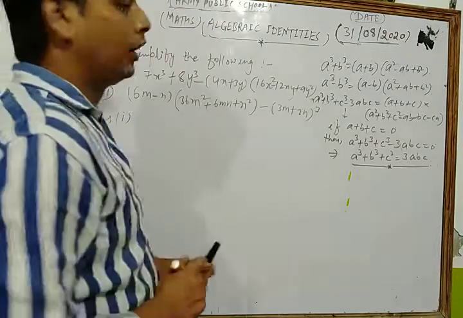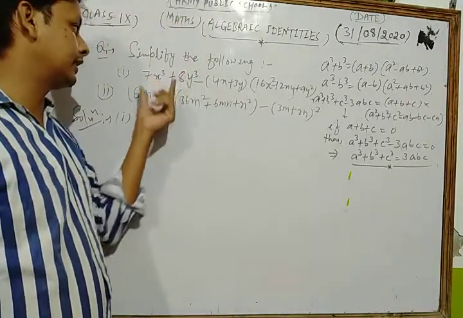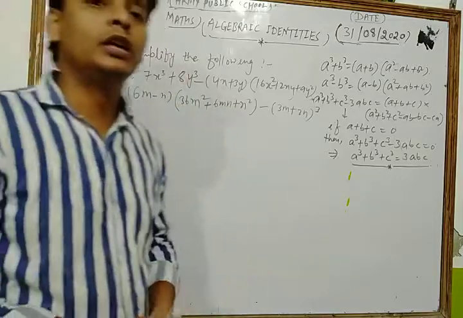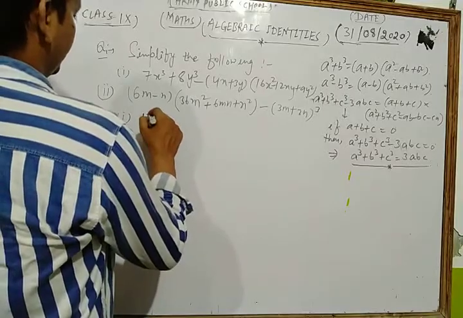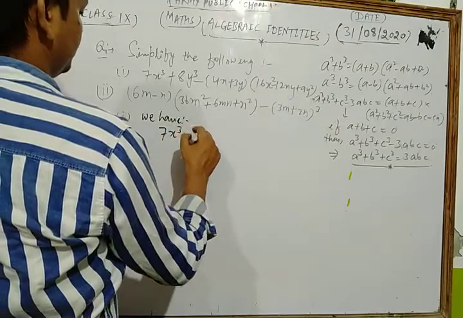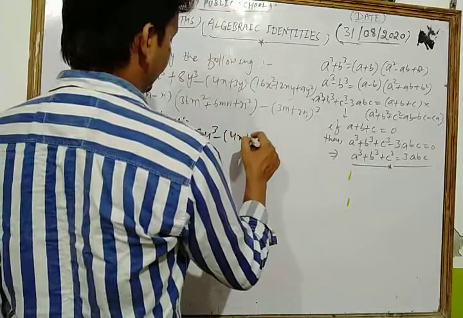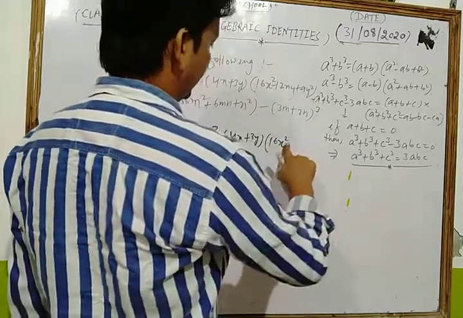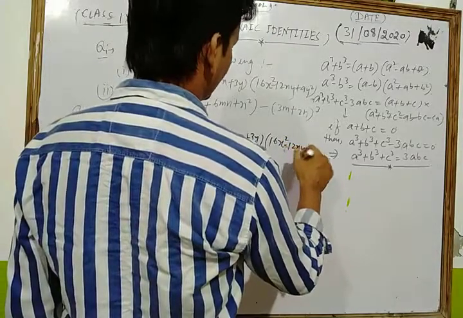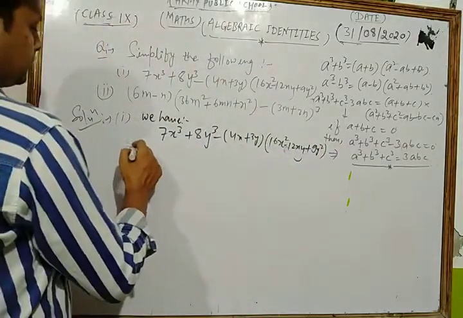Dear student, we simplify the following algebraic expressions. Now we take and solve the first part of this question. We have 7x cube plus 8y cube minus (4x plus 3y)(16x square plus 12xy plus 9y square). First we write this expression in this way.